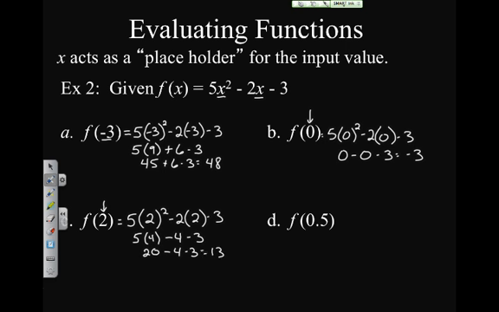And then the last one, we've got a decimal here, but again, it works the same way. 5 times our input value squared minus 2 times our input value minus 3. This time we put in 0.5 because that's our input value. So 0.5 squared is 0.25 times 5 is 1.25. 0.5 times 2 is 1, and then minus 3.